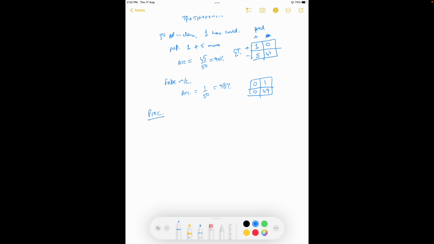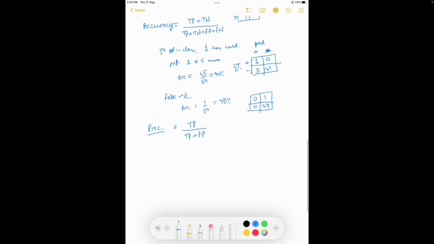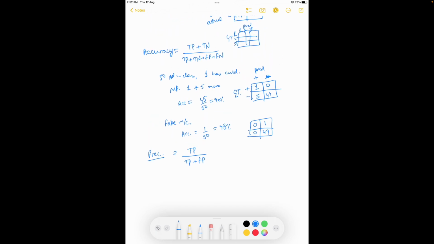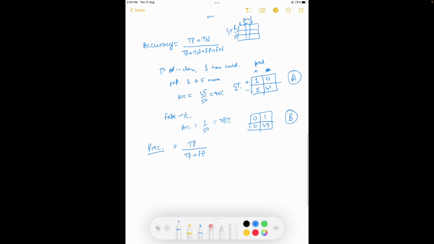Precision is defined as true positive upon true positive plus false positive. What is the precision for the top model? Let's say this is model A, this is model B. For model A, what is the precision? 1 by 6. And for model B, precision is? Precision is not defined.